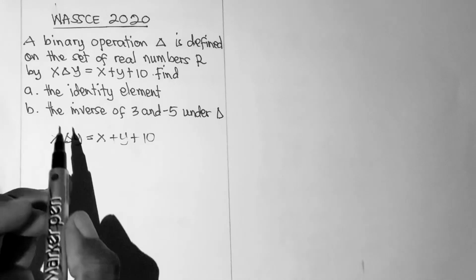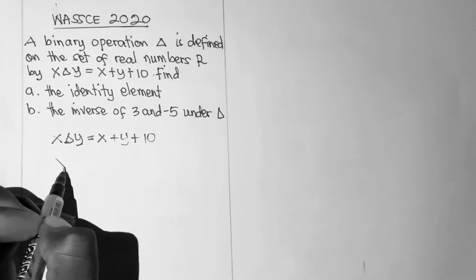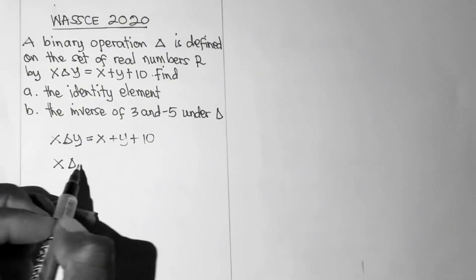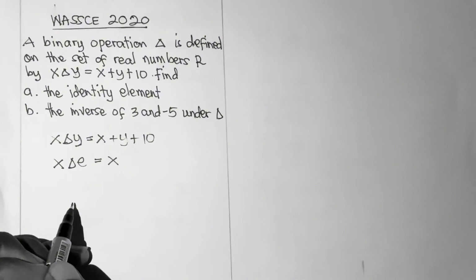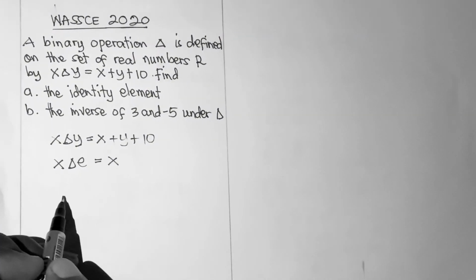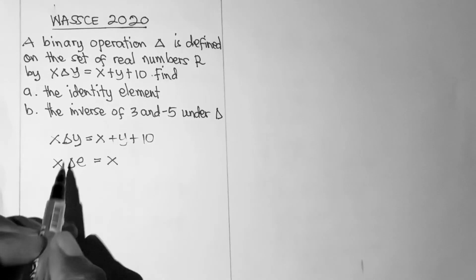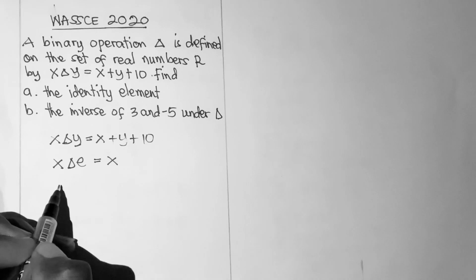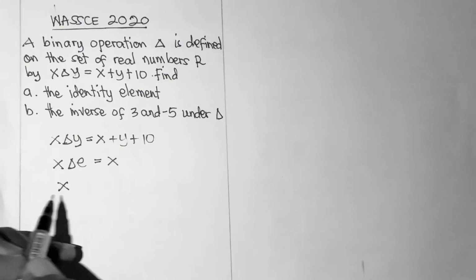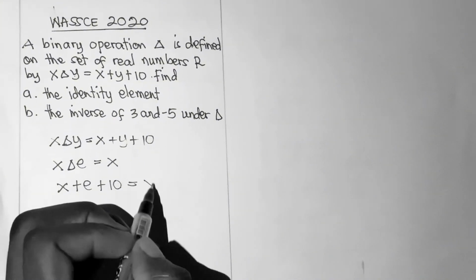Now, the identity element is such that x operation the identity element is equal to x itself. So let's do x operation the identity element. It means that wherever we see x, we replace it with x, and wherever we see y, we replace it with the identity element e. So this becomes x plus e plus 10 equals x.